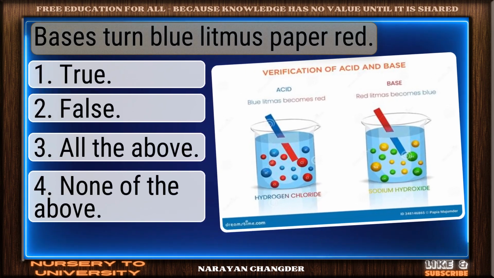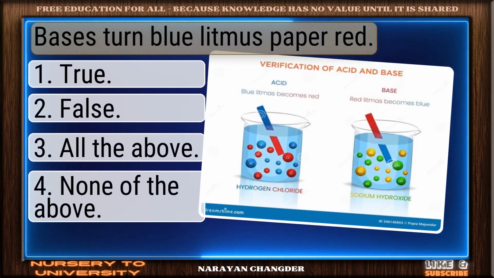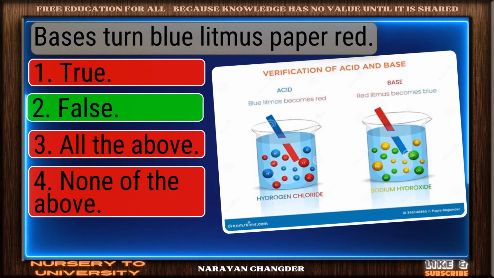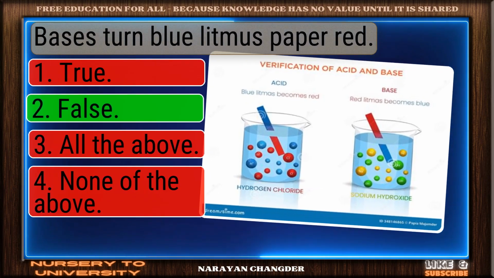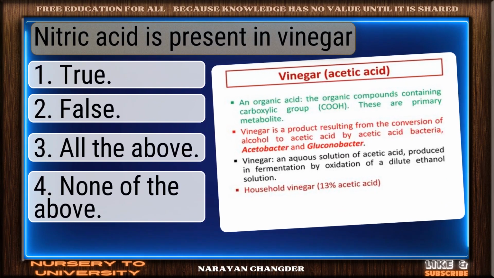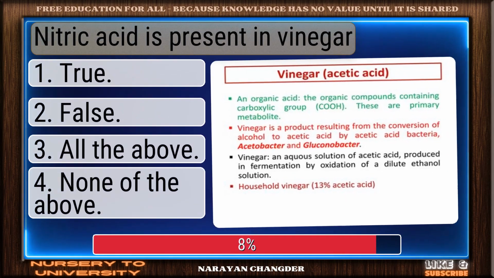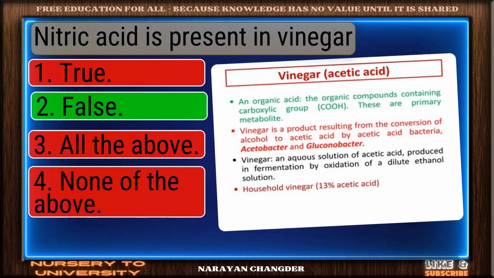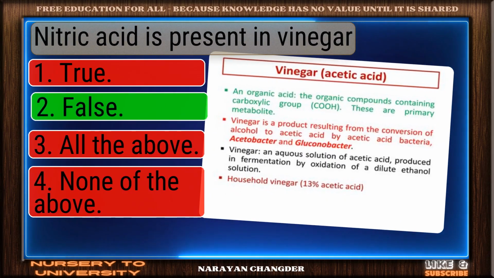Question number 88. Bases turn blue litmus paper red. Great job. False is the accurate answer. Question number 89. Nitric acid is present in vinegar. Great thinking. False is the right choice.